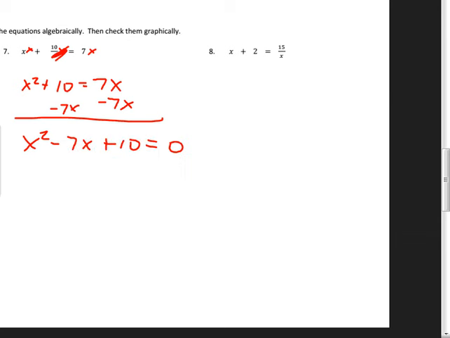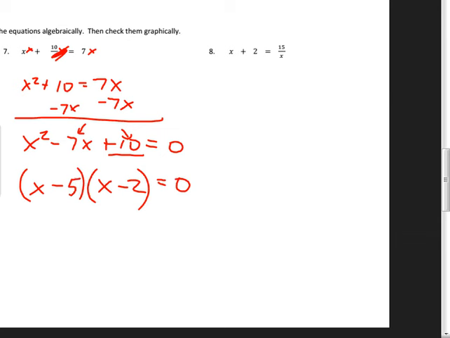And I think this will factor because it's got a 5 and a 2 that make a 10, and they also make a 7. You've got to multiply to this and add to that. So I think this is going to work. If you can factor it, yay, so much easier. x and a minus, because that way it'll make a positive 10. 5 and a 2, and I just have to check now.